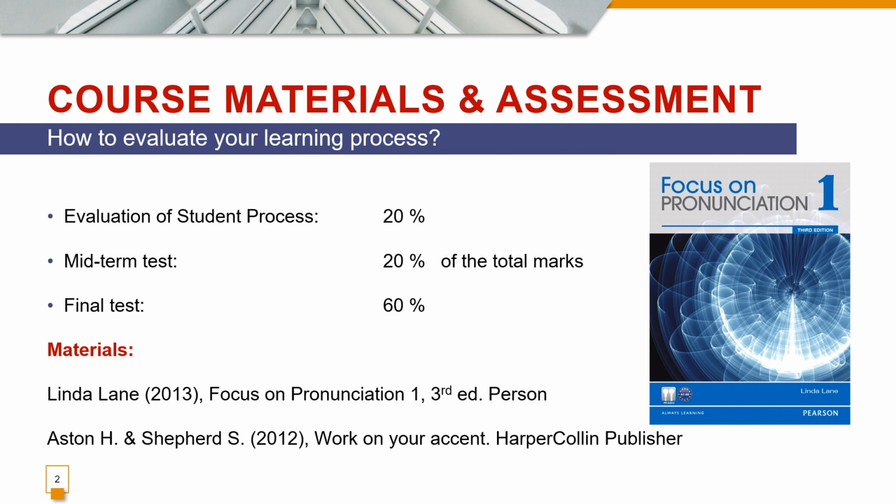In general, we have 20% for regular tests, 20% for the midterm test, and 60% for the final one. And about the course book, the material, we're going to focus on Pronunciation 1. As you can see, the cover of the book is on the screen, and I posted the file of this material on the platform already.